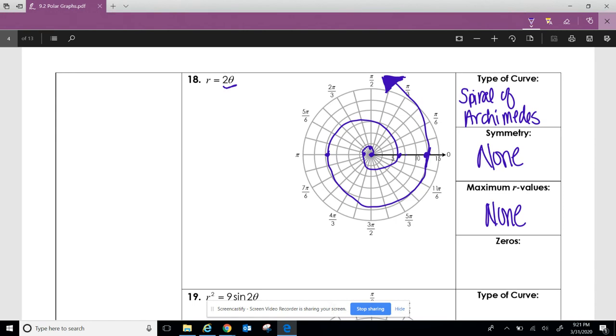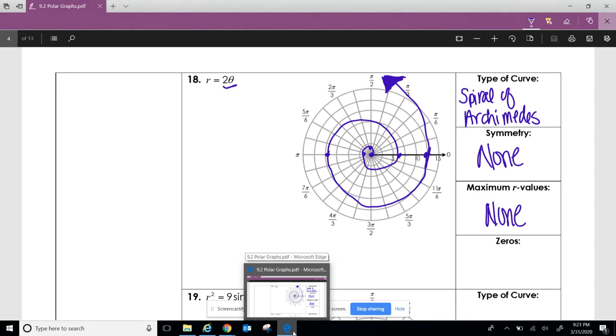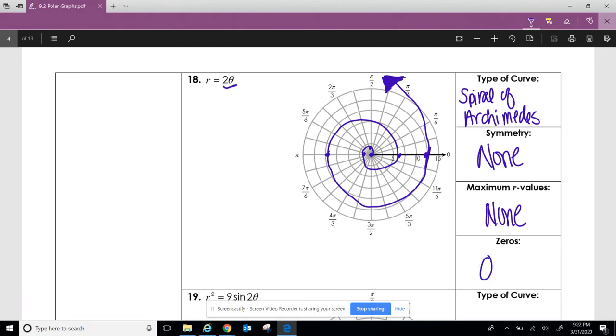We have one, oh no, we have lots of zeros. I'm just kidding. No, I'm sorry, we just have 1 zero. I was thinking about it right. Remember, your zero is the time that it goes through the pole. What's the one time that we are at the pole? That is when theta is equal to 0. And that's it for spiral of Archimedes.